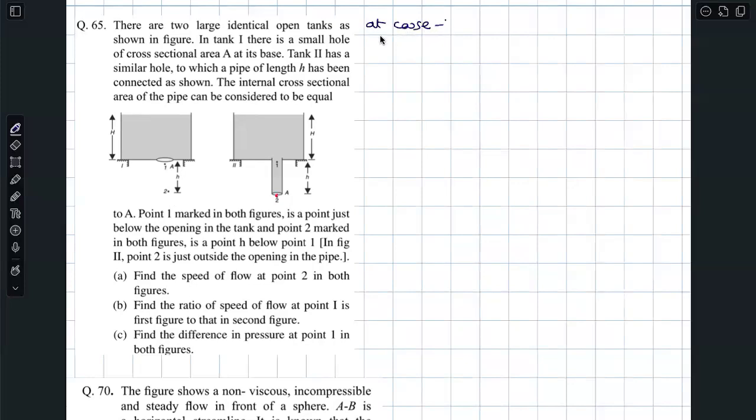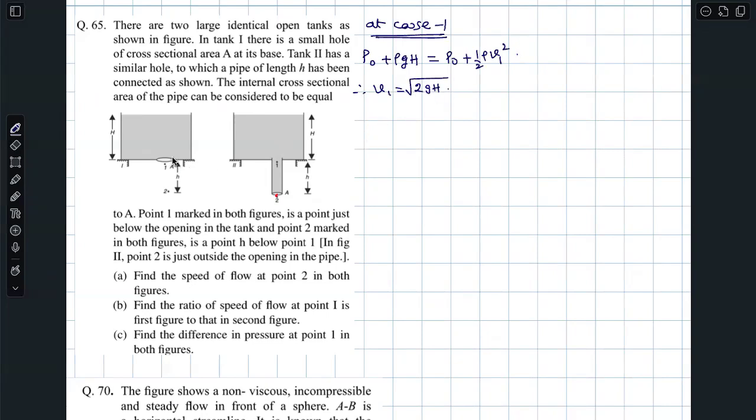In case 1, P0 plus rho gH is equal to P0 plus half rho V1². So V1 is √(2gH).